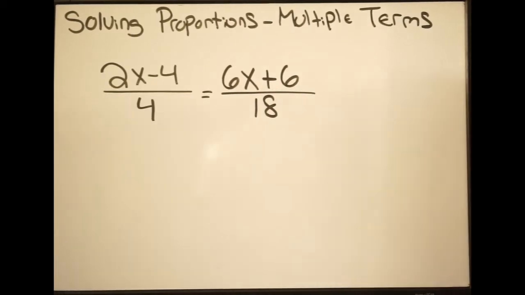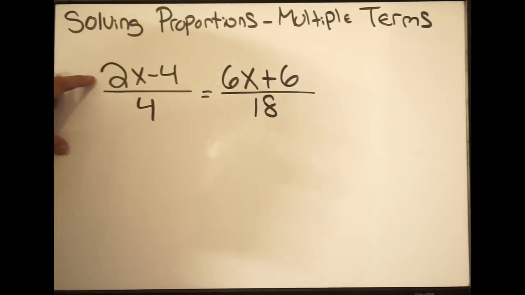Alright, so in this example we're going to be talking about solving proportions with multiple terms. So notice here that we do have two terms on our numerator here and two terms here. So we have solved proportions before, however we have not done it with multiple terms. So let's talk about how we're going to do this.